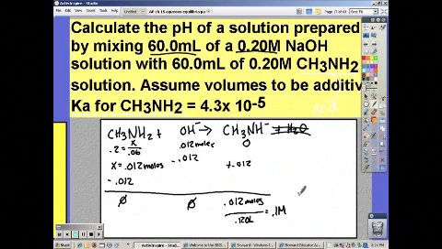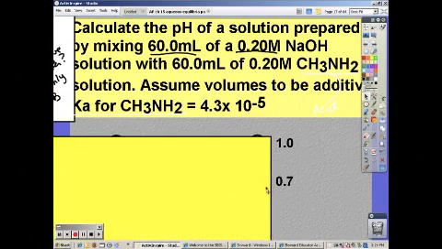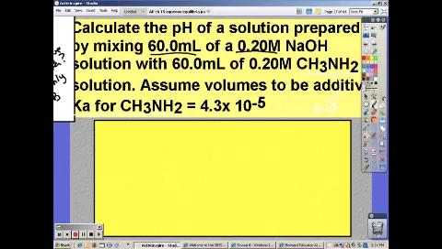Remember, finally, you're going to do the ICE table because we don't have a buffer. Because all we are left with is one thing. In order for it to be a buffer, we would have had to have CH3NH2 and CH3NH left over. So since we only have a weak base, we're going to do our ICE table, and if it's a base, we need to add water to it so it has something to gain a hydrogen from, just like we did in the previous chapter.